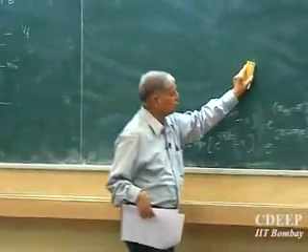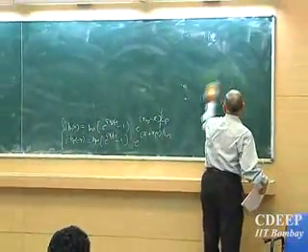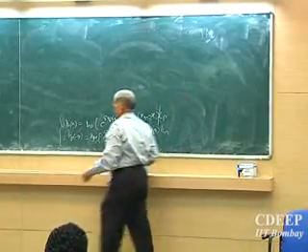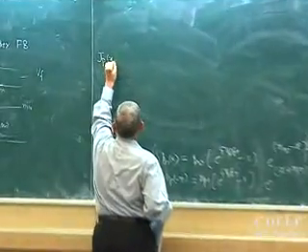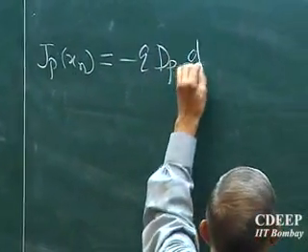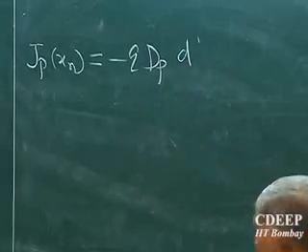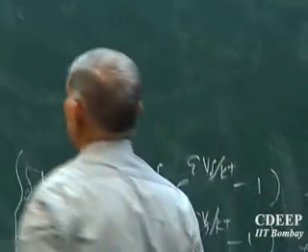This I want to keep, and this of course we have done already, four boundary conditions. So if I want to find the J, Jp at x is minus q Dp dp by dx, since Pno is constant, dp by dx is d delta Pn by dx.